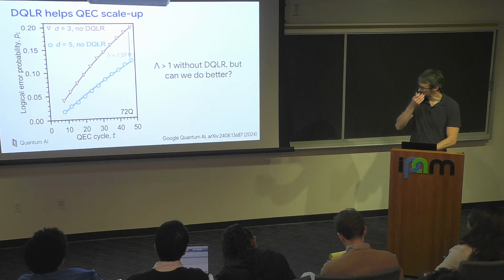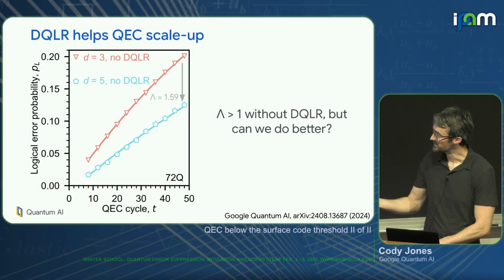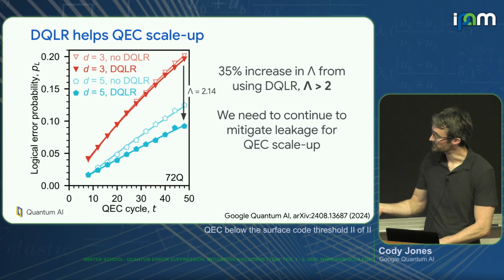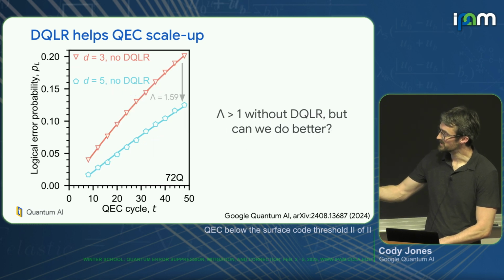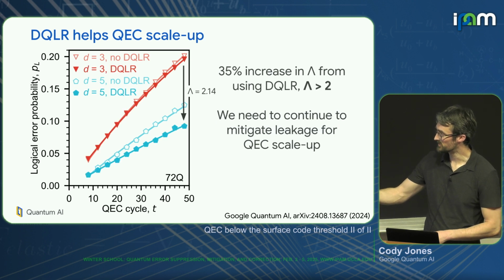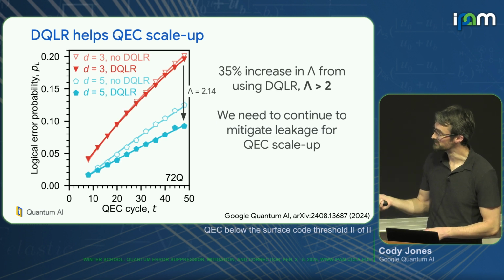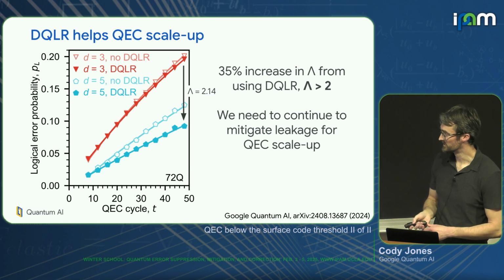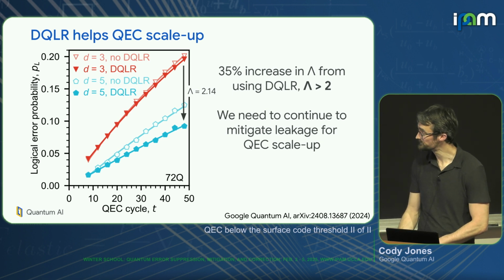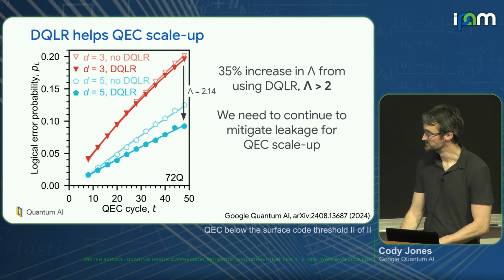So I actually showed this data earlier, but before I transition, when we run the surface code experiment without DQLR, we get a lambda of about 1.6. And then when we add DQLR, we get a lambda of about 2.14. So that's a 35% increase in lambda in experimental data. Which, by the way, we also predicted similar effects from simulations.